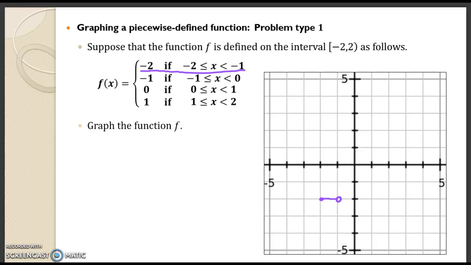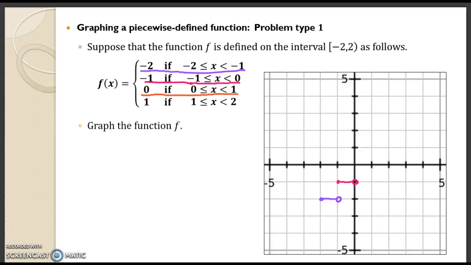At -1, x is equal to -1. It equals -1. So when our x value is between -1, including -1, and 0, our outputs are at -1. And why did I do an open dot there? Because our x value is not equal to 0 there. Okay. Now, let's look at this piece.